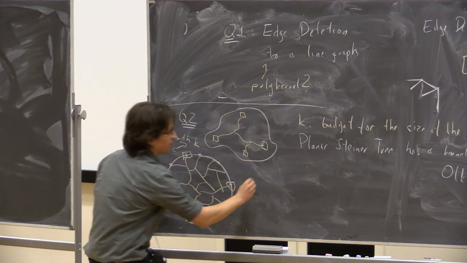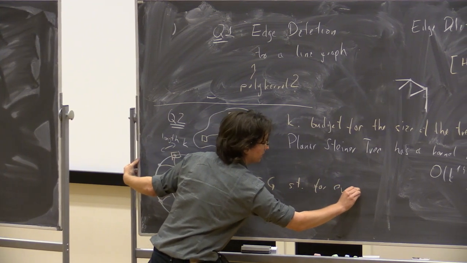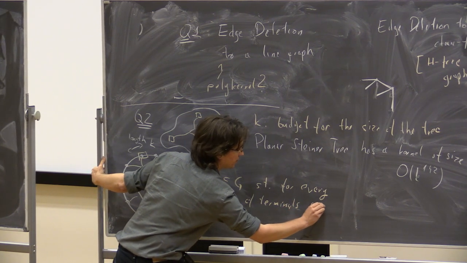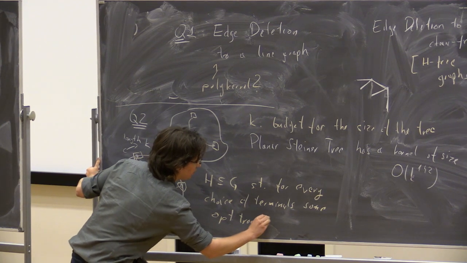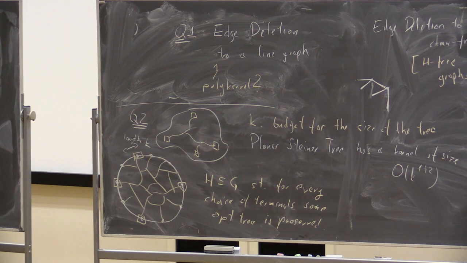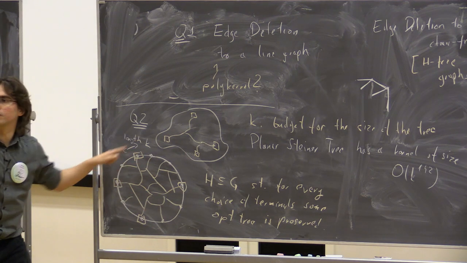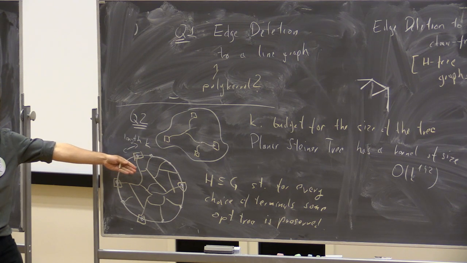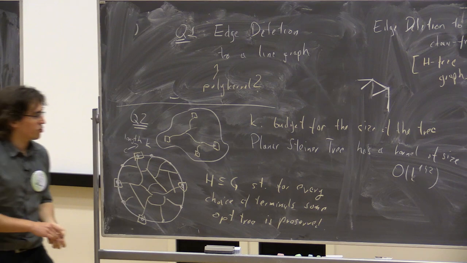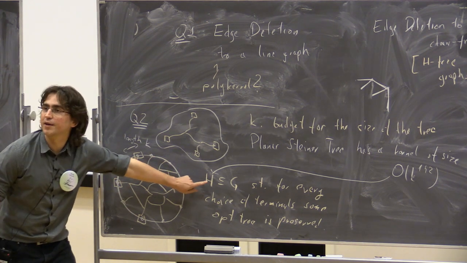So the question is, find a small H that is a subgraph of G, such that for every choice of terminals, some optimum tree is preserved. So the obvious bound on how many edges I need to keep in such a subgraph is something like 2 to the k, or rather k times 2 to the k, because I've got 2 to the k possible questions. For each of them, I mark some optimum Steiner tree. It has length at most k. So I've got k times 2 to the k many edges preserved. So what actually happens in this paper, the key combinatorial part, is proving that I can find H of a much smaller size.